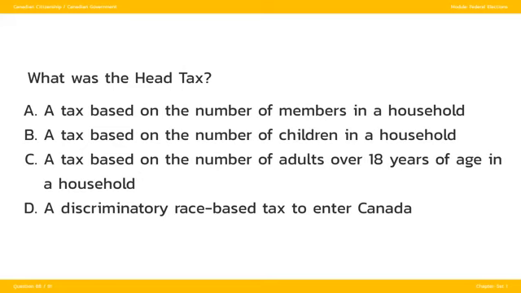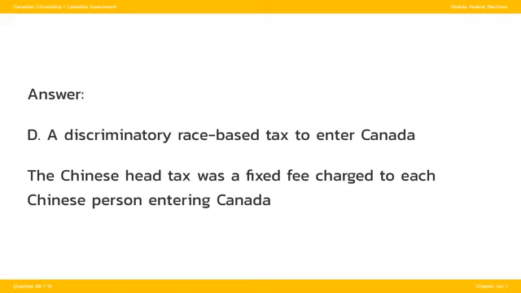What was the head tax? A. A tax based on the number of members in a household. B. A tax based on the number of children in a household. C. A tax based on the number of adults over 18 years of age in a household. D. A discriminatory race-based tax to enter Canada. The answer is D. A discriminatory race-based tax to enter Canada. The Chinese head tax was a fixed fee charged to each Chinese person entering Canada.